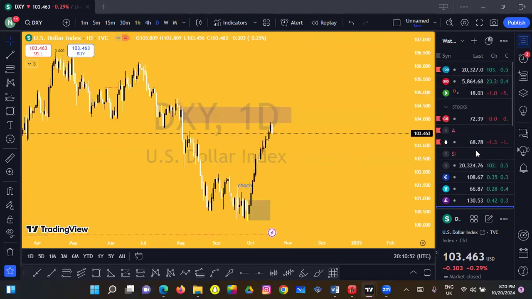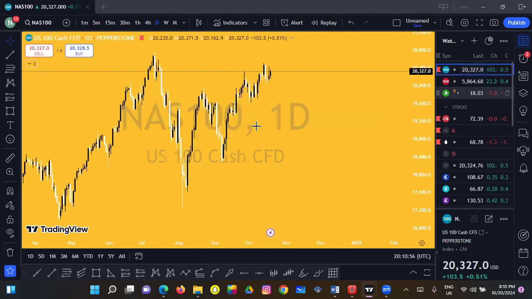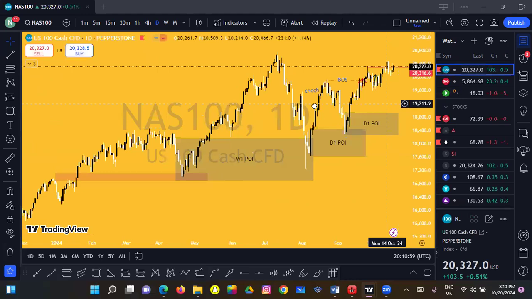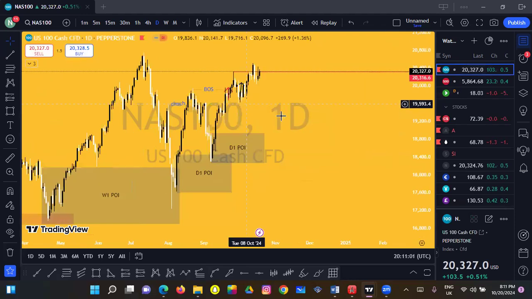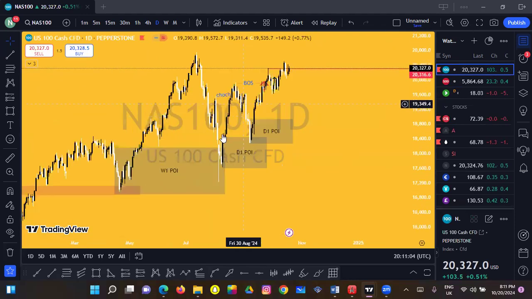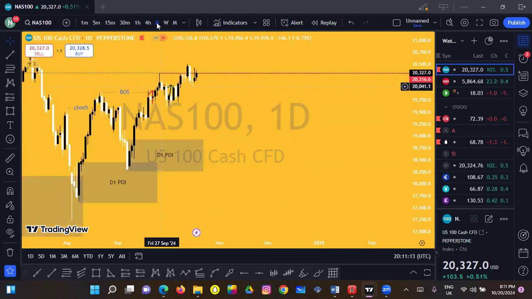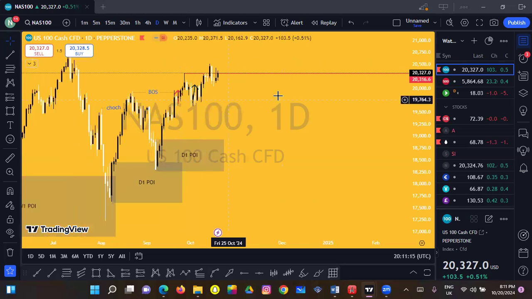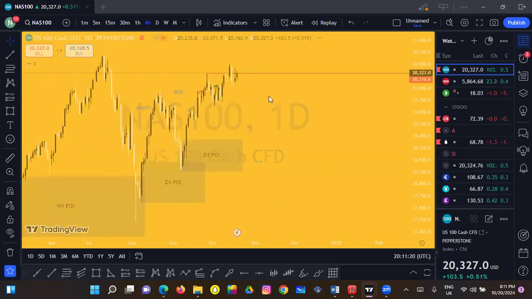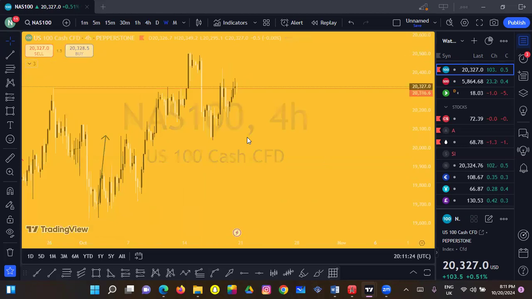Let me quickly move on to NAS100. So on NAS100, we are still expecting a move to the upside. As we can see from here, there was a tap onto the weekly POI, and now we are moving towards the daily POIs, right? So any move downwards is a retracement on the NAS100. We are still expecting a move to the upside. Let's quickly come down and look at something. All right, let me check the 1 week.